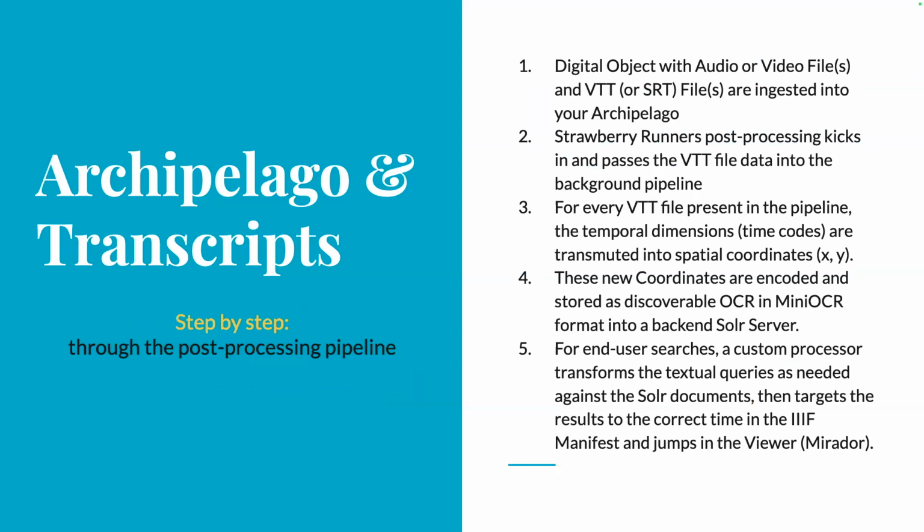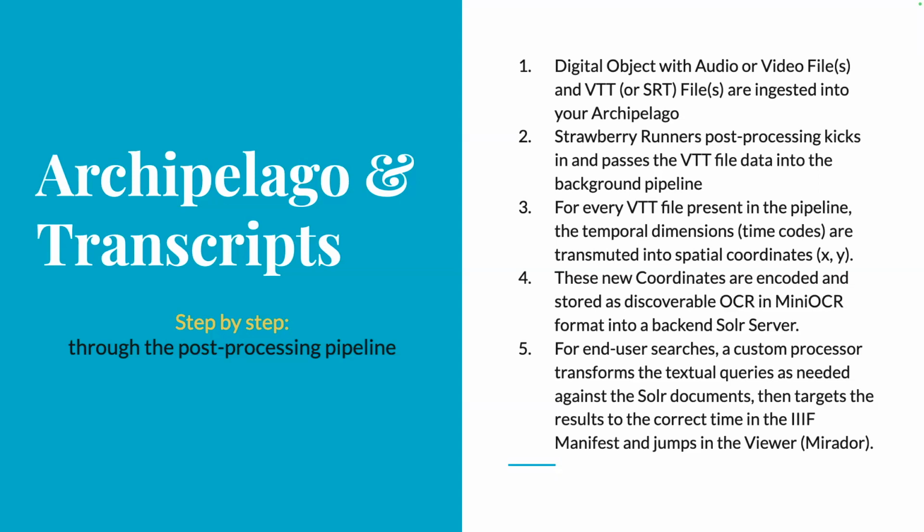Step by step for this process, what happens first is, of course, you start with a digital object with your audio files or video files and your VTT or SRT files, whatever format you're using. Those are ingested into your Archipelago. Then the Strawberry Runners post-processing module kicks in and passes the VTT file or files into the background pipeline. For every VTT file present in the pipeline, the temporal dimensions, the time codes in that file, are transmuted into spatial coordinates at X and Y.